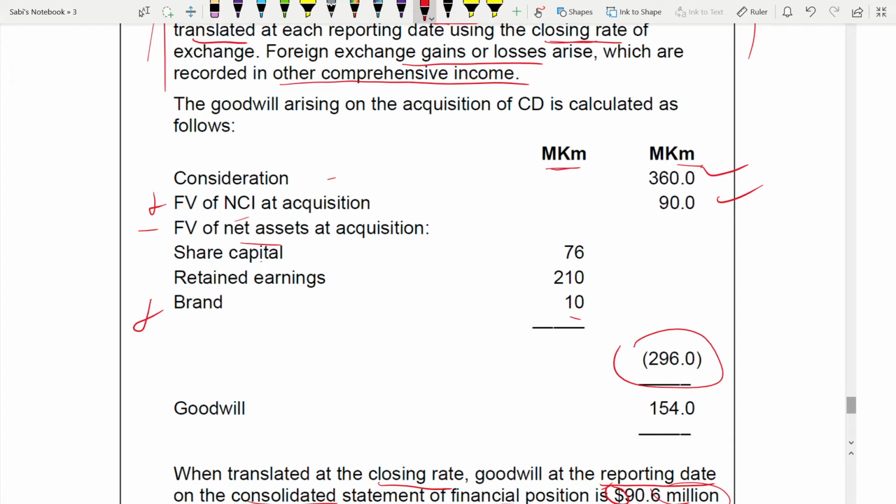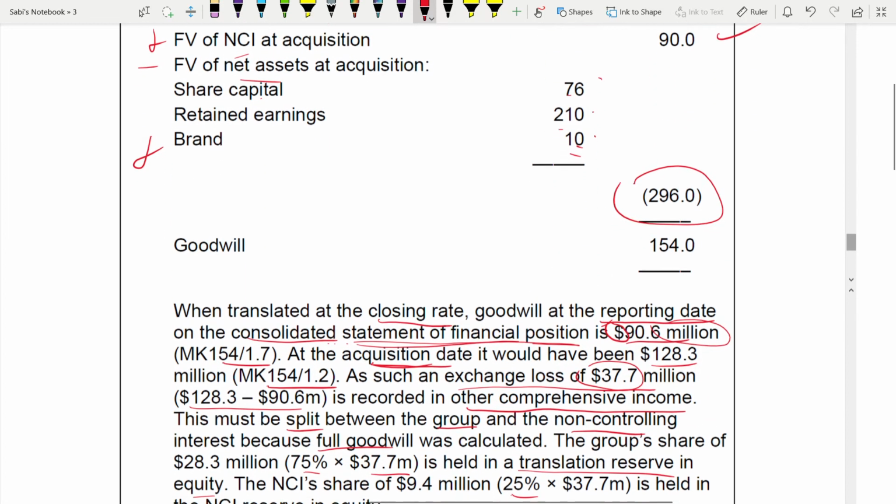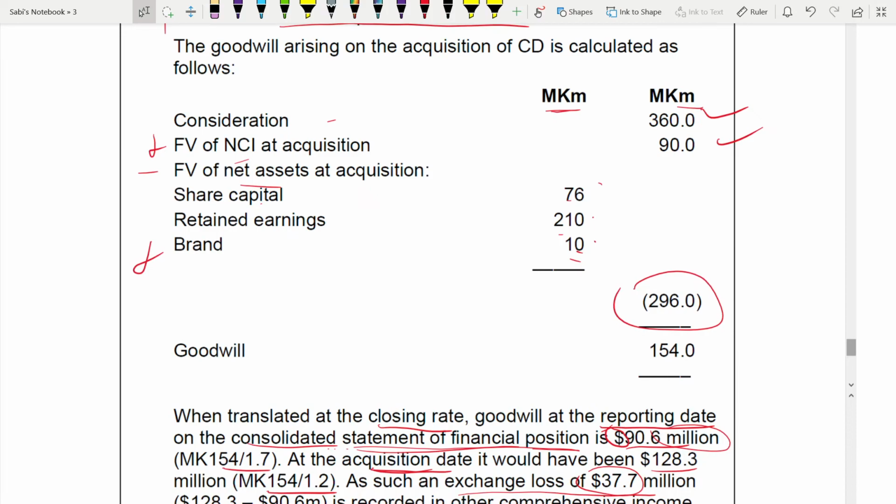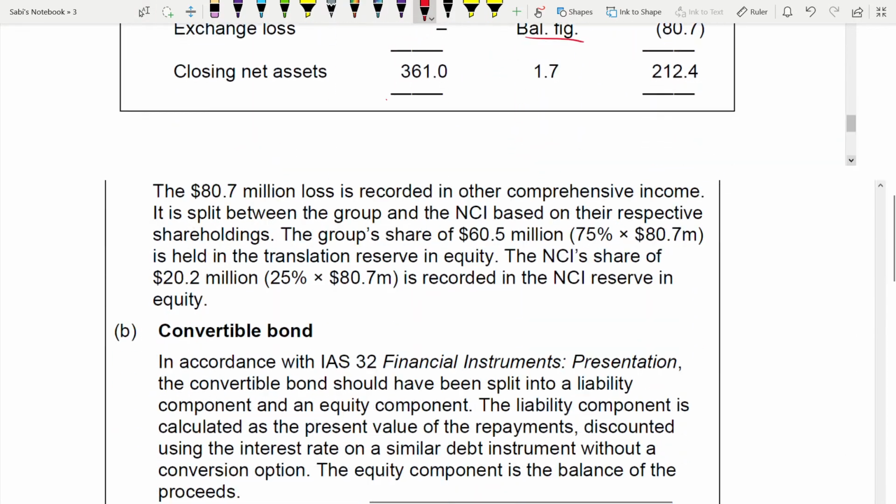So this 296 is the net asset. How? 76 plus 210 plus 10. Even if you didn't get it here, you would be going to the case study and adding these three only. It's the same thing. So 296 is your net asset. This is C, net asset at acquisition. That means opening net asset. So that's your opening net asset, 296.